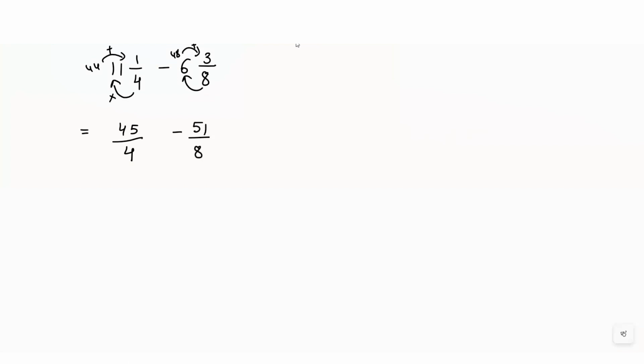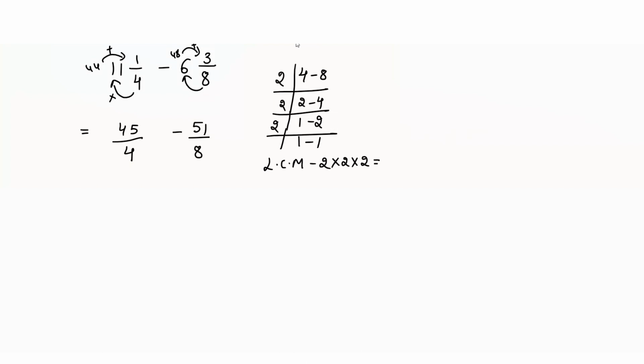Now the denominators are different. We have to make the denominators the same. So we need to find out what is the LCM of 4 and 8. So 2 2s are 4, 2 4s are 8, 2 1s are 2, 2 2s are 4. Then we'll write here 1, 2 1s are 1. So the LCM of 4 and 8 is 2 into 2 into 2, which equals 8.